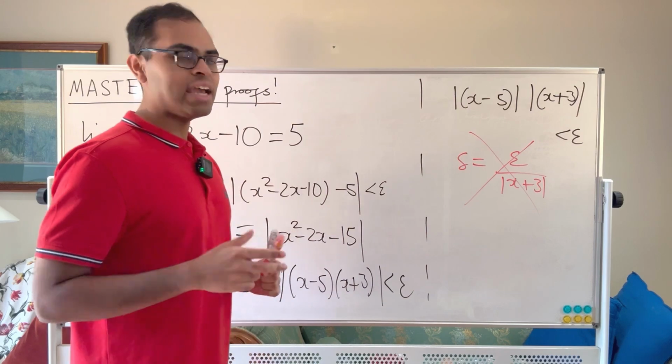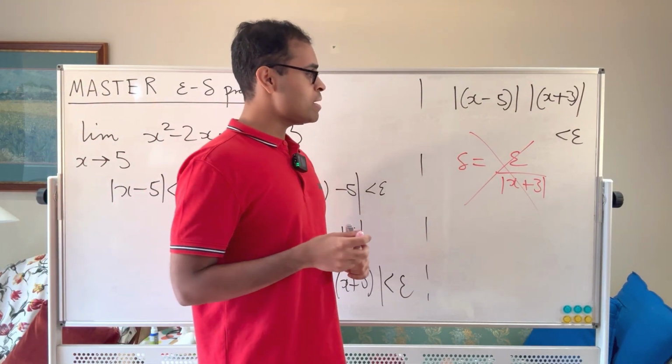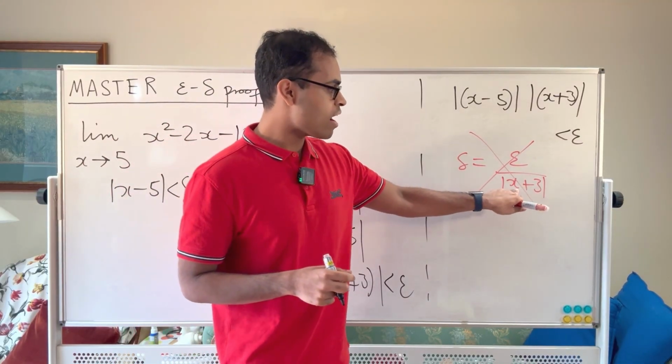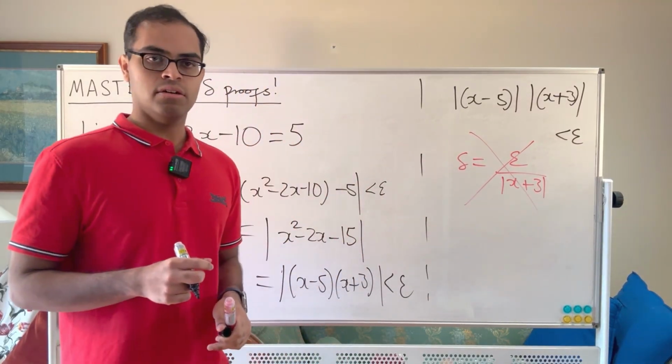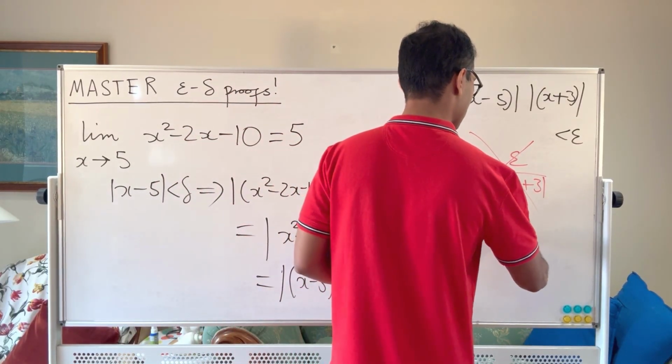So how are we going to find our delta? Well, basically, we're going to have to be a bit clever here, okay? And this is the trick we're going to use. When x is exactly 5, our x plus 3 is going to be 8, okay? So our first guess is to take delta equals epsilon over 8.